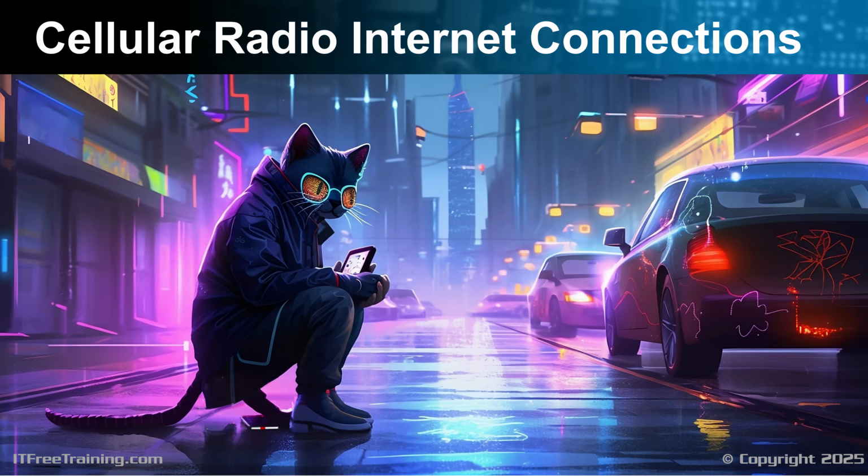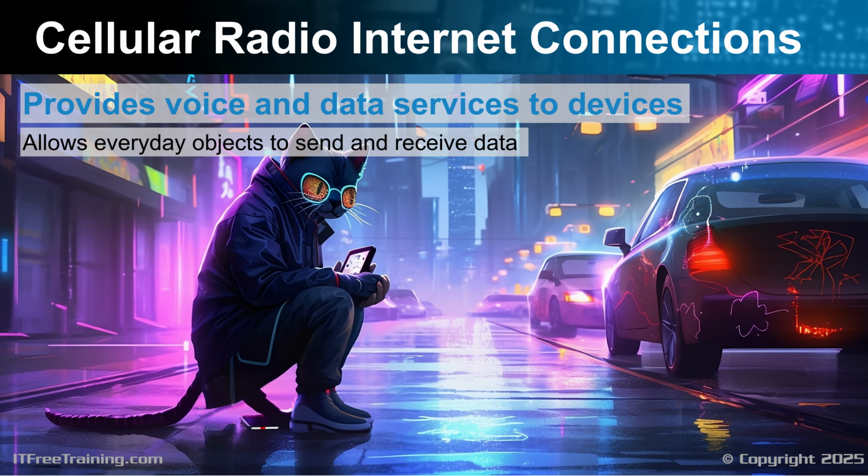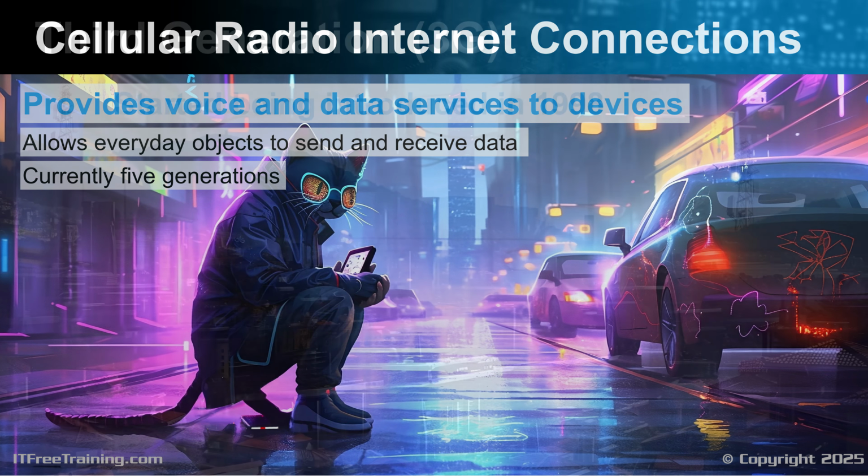Cellular radio internet connections provide voice and data services to devices. It allows everyday objects to send and receive data. Currently, there are 5 generations of these networks. The first generation of these networks was released in the 1980s. For this video, I will look at the last 3 generations of these networks.